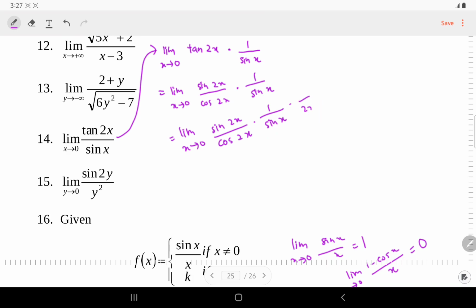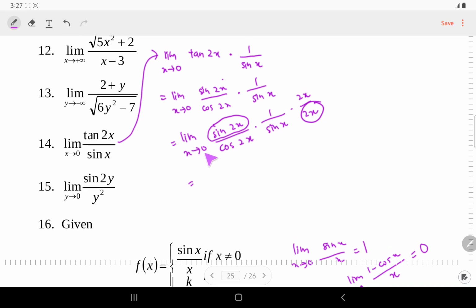So we make the bottom 2x, so the top must also have 2x. Why put the same thing on top and bottom? Because if we cancel out, it will become 1, and it will be the original equation. Please note that this sin x and sin 2x cannot be cancelled out. So we will use this squeezing theorem for this term, sin 2x divided by 2x. So we need to make a modification. This 2x, bring it to the bottom with sin x.